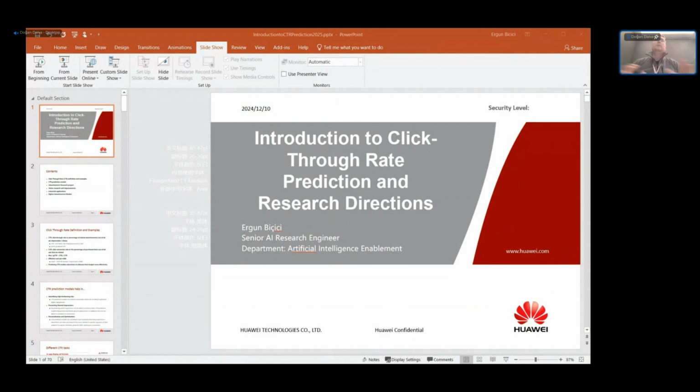Today I'm going to talk about click-through rate prediction and research directions, the research topics that we cover at Huawei Research Labs in Istanbul. I'm going to present for Doğan Dalva. We are working together in the same research lab. I'm working as a senior AI research engineer in the Artificial Intelligence Enablement Department.